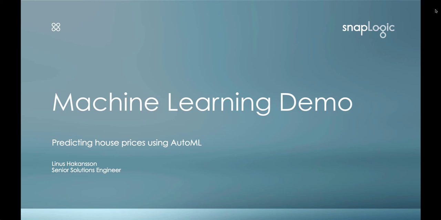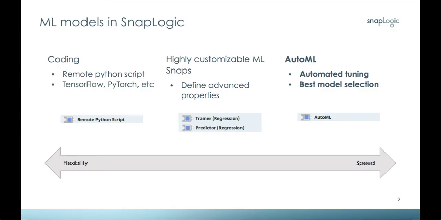Hello and welcome to this machine learning demo of SnapLogic. We're going to have a look at how to predict house prices using the AutoML capabilities within SnapLogic. My name is Linus Akason and I work as a senior solutions engineer within SnapLogic.